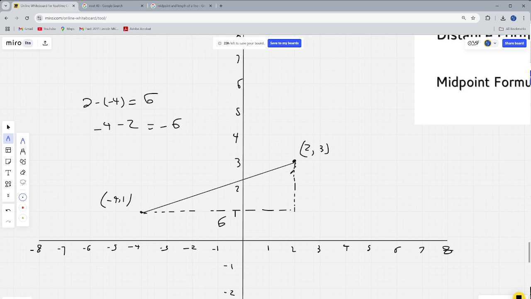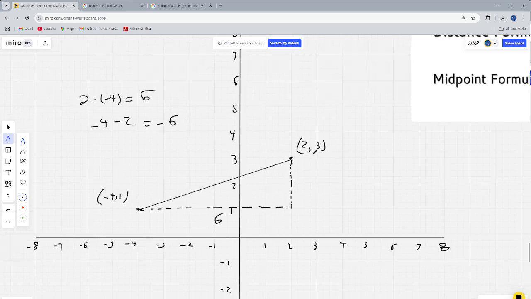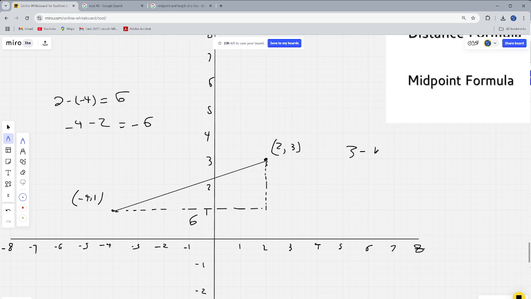We're going to do the same thing for this y component. We have 3 and 1. So 3 minus 1 is equal to 2, or 1 minus 3 is equal to -2. Again, we don't care. For now, let's just keep our positive values because it makes it a little bit cleaner. So we now have a triangle with a base of 6 units and a height of 2 units. We now need to solve for this side, which is called the hypotenuse.